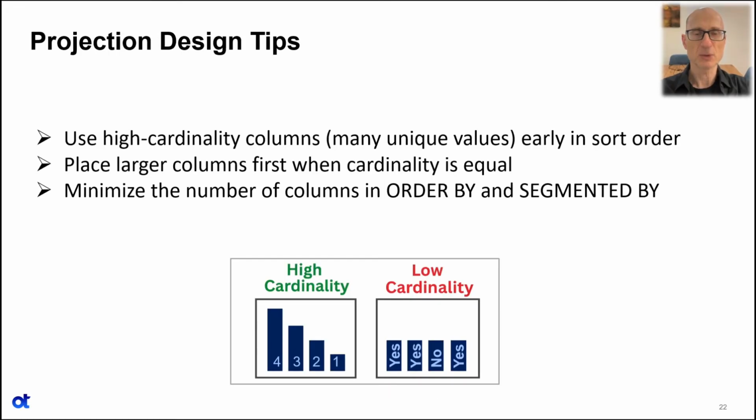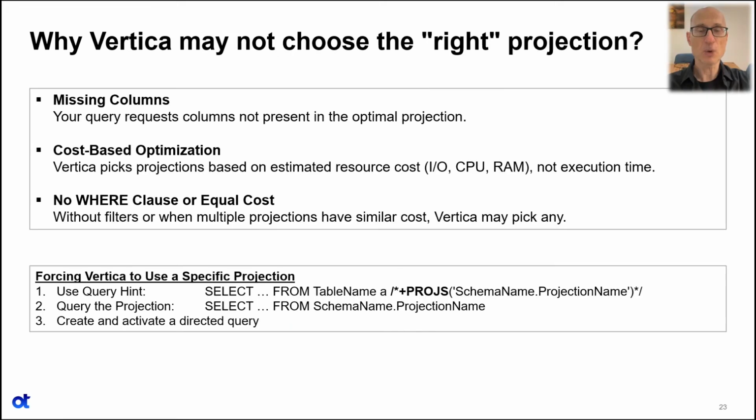Vertica performs best when projections are sorted by high cardinality columns. Place larger data types first for better compression, and minimize sort fields to speed up query output phases. Why Vertica may not choose the expected or right projection?